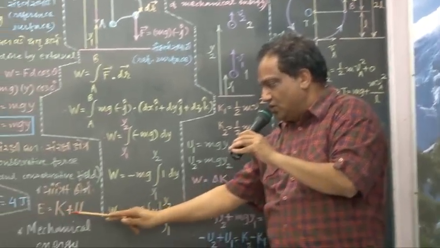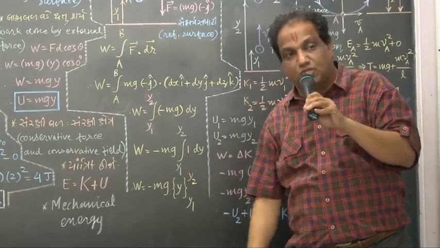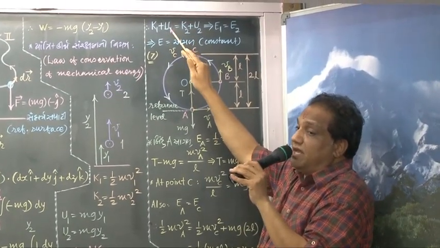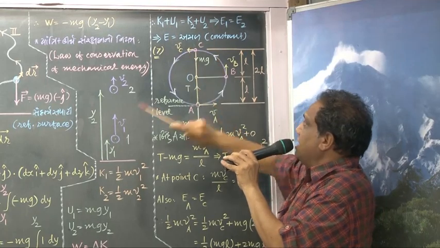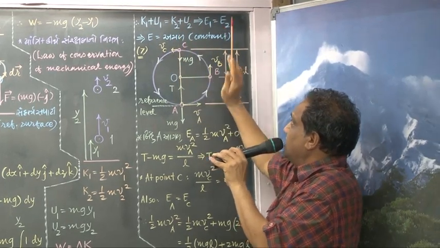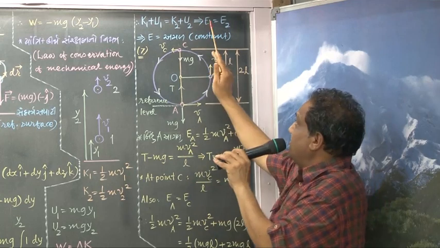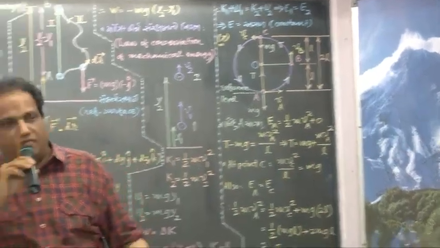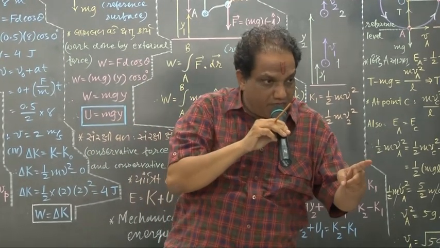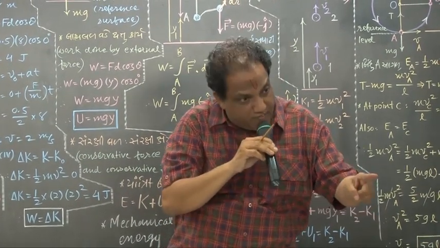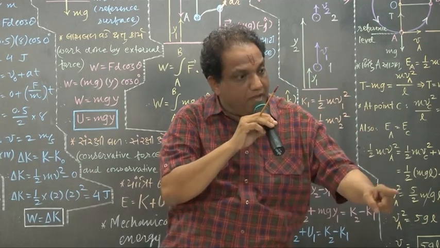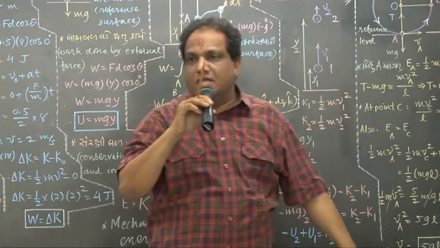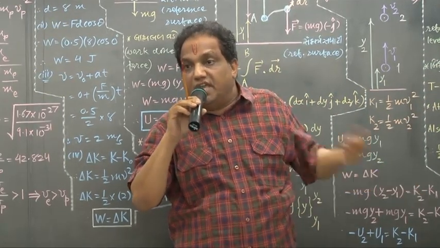But what is K plus U? Mechanical energy. This will give you the mechanical energy at the first position, and this will give you the mechanical energy at the second position. So what we have achieved? E1 equals E2. E1 equals E2 means what? Whatever is the mechanical energy at the first position, the same is the mechanical energy at the second position. Meaning thereby, mechanical energy at every point remains the same and constant. Constant means what? It is conserved.